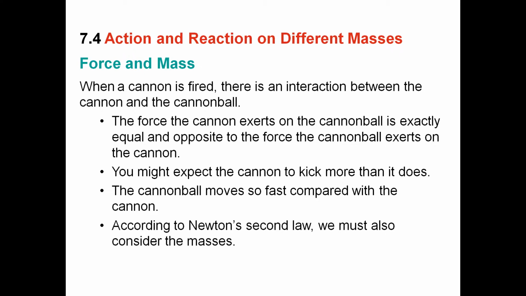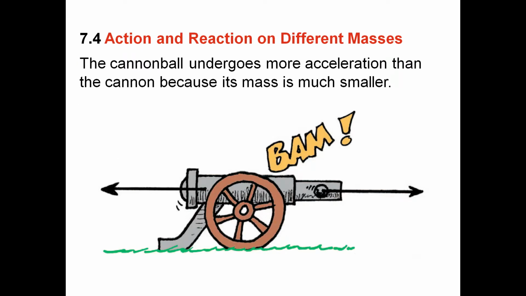According to Newton's second law, we must also consider the masses. It should go without saying that the cannon and the cannonball have significantly different masses. The cannonball undergoes more acceleration than the cannon because its mass is so much smaller. According to the diagram, the cannon will roll backwards due to the equal but opposite force that we've just learned, but the cannonball will propel forward tremendously faster due to being much, much smaller in total mass.